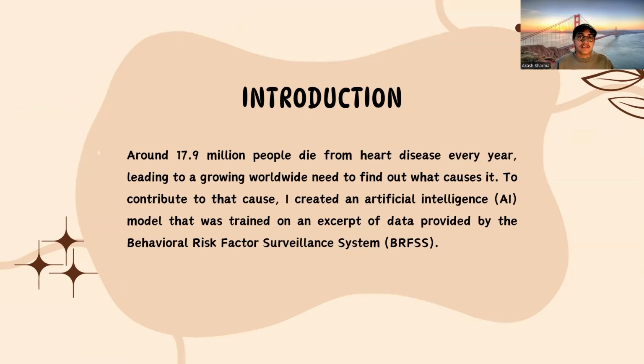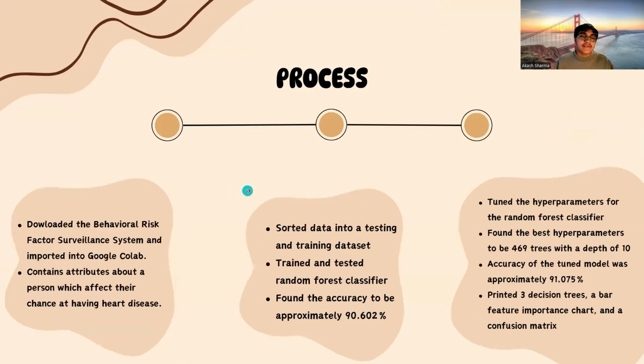To contribute to that cause, I created an artificial intelligence model that was trained on an excerpt of data provided by the Behavioral Risk Factor Surveillance System, or BRFSS. I downloaded the BRFSS dataset and imported it into Google Colab. The dataset contains attributes that help determine whether or not someone has heart disease. This includes if they've had a stroke, if they have high blood pressure, and even their age.